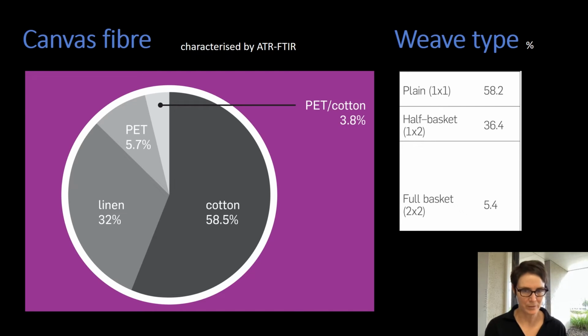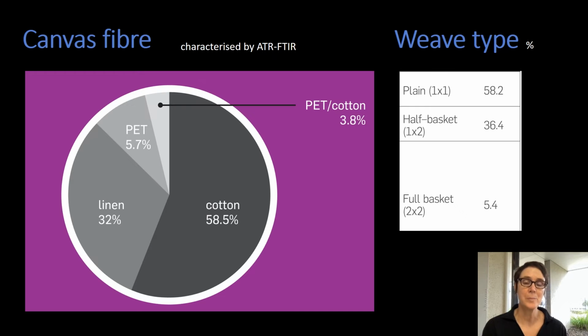Most were plain weave, being a 1x1 thread, followed by half basket, 1x2 threads, and a few as full basket, 2x2 threads. Cotton was typically found as a half basket, while linen, PET, and PET cotton blends were mostly plain weave. These weave patterns reflect manufacturer design to strengthen weaker fibres by either doubling the thread, such as in a full basket, or by doubling only the warp or the weft, as seen in a half basket.